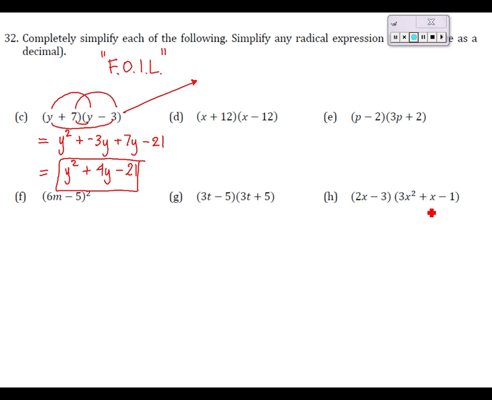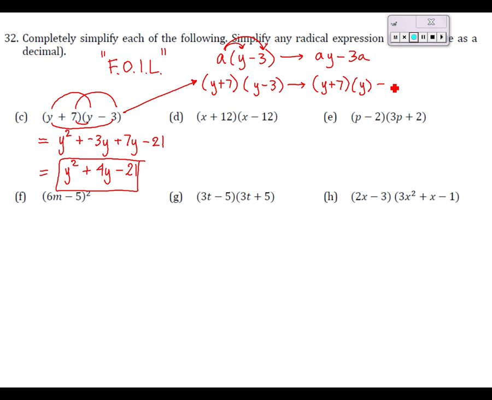So, you know how to do this, right? That's just a times y minus 3a. You're just distributing. It's called the distributive law. Well, that's actually what we're doing here, too. We have something, instead of an a, it's a y plus 7, times y minus 3. So the same principle applies. I'm just going to do the same thing up here. I'm going to do y plus 7 times y, minus 3 times y plus 7. You see that all I did is replace up here the a's by y plus 7.